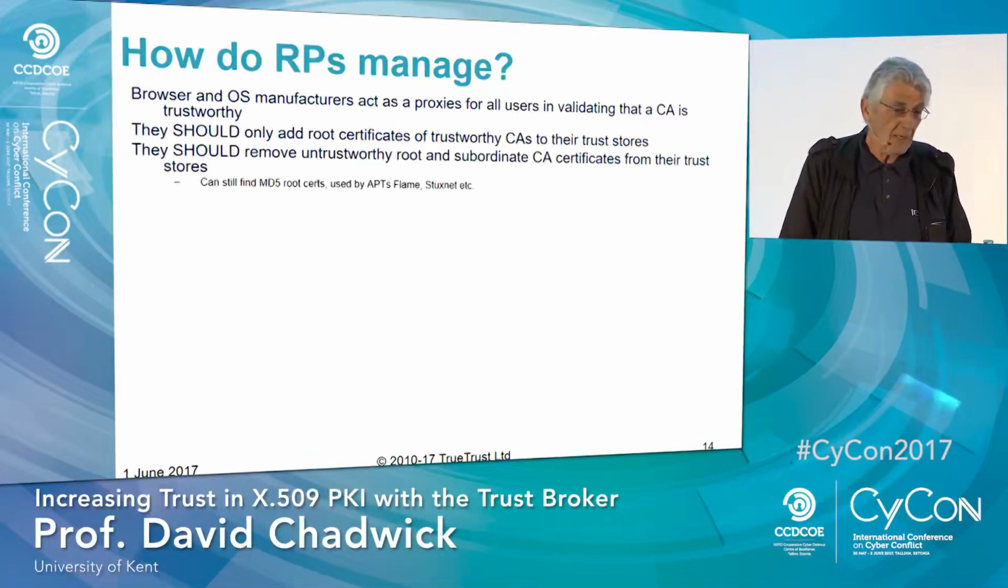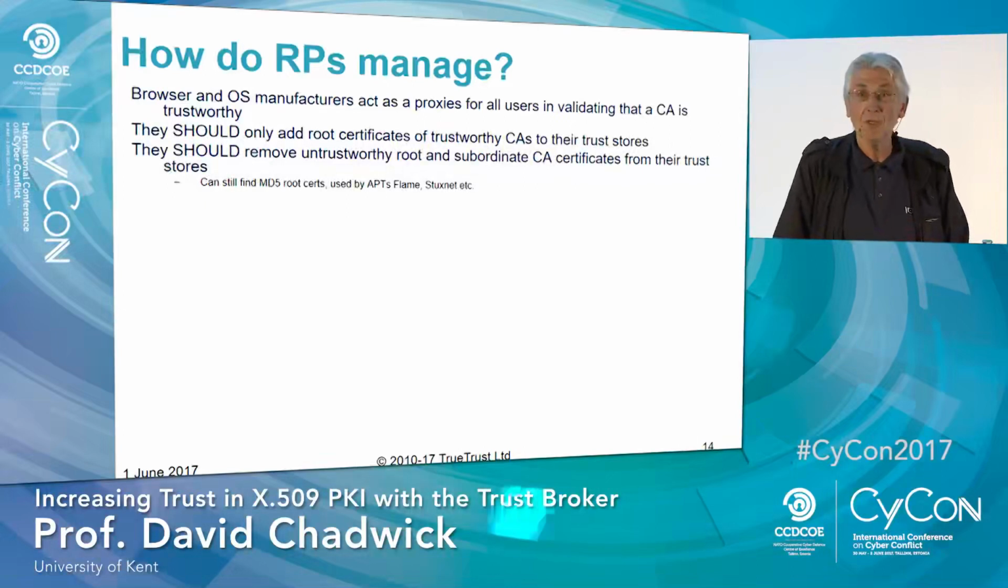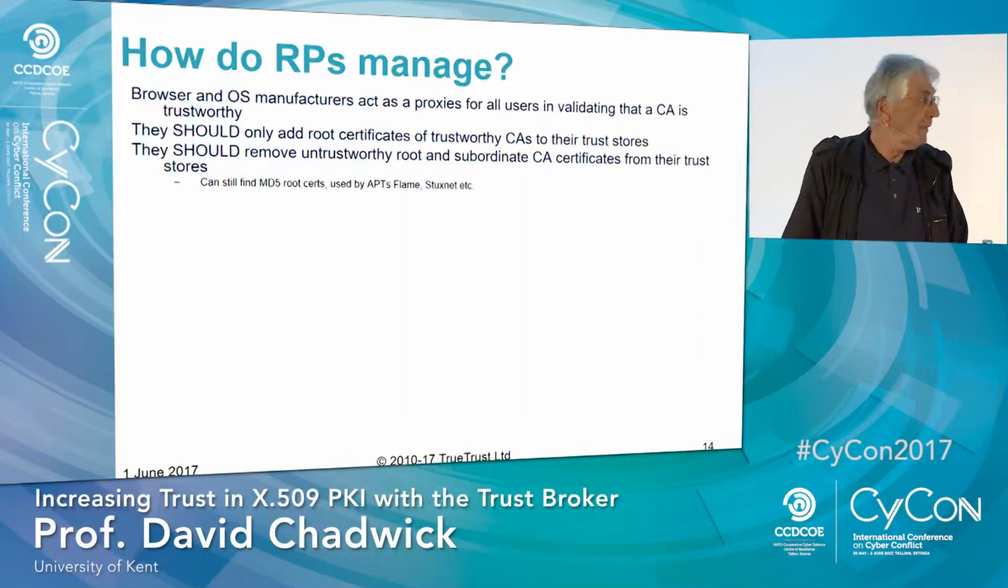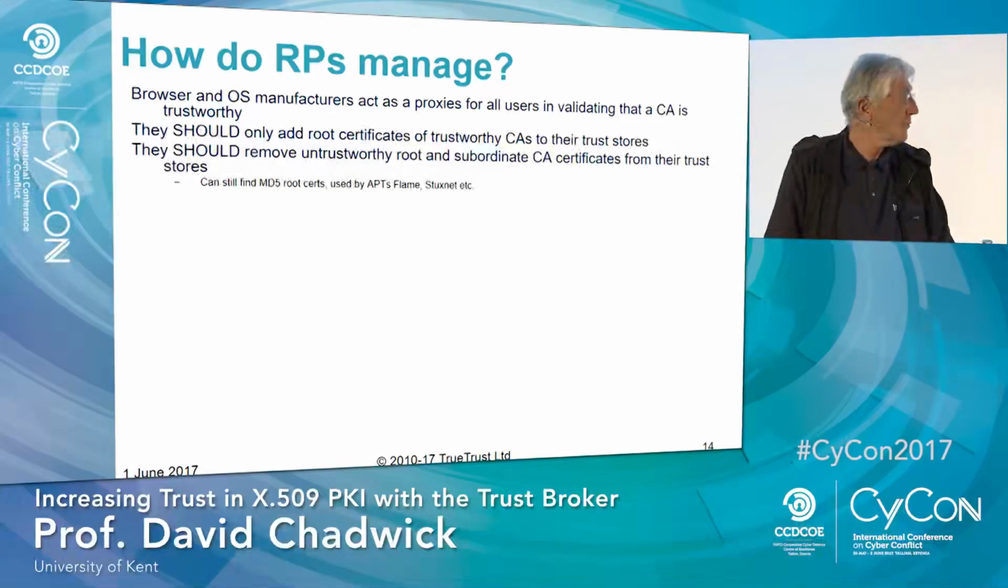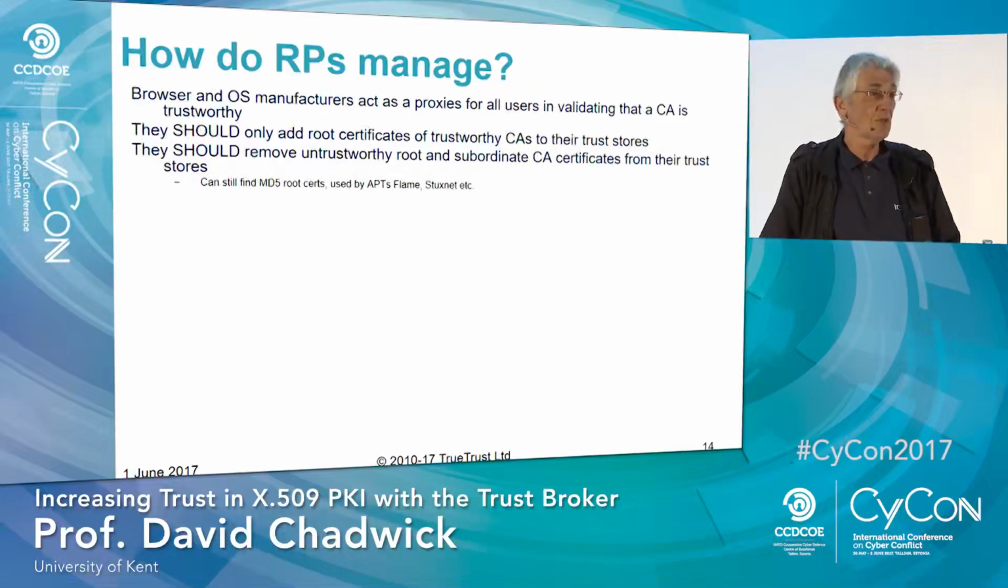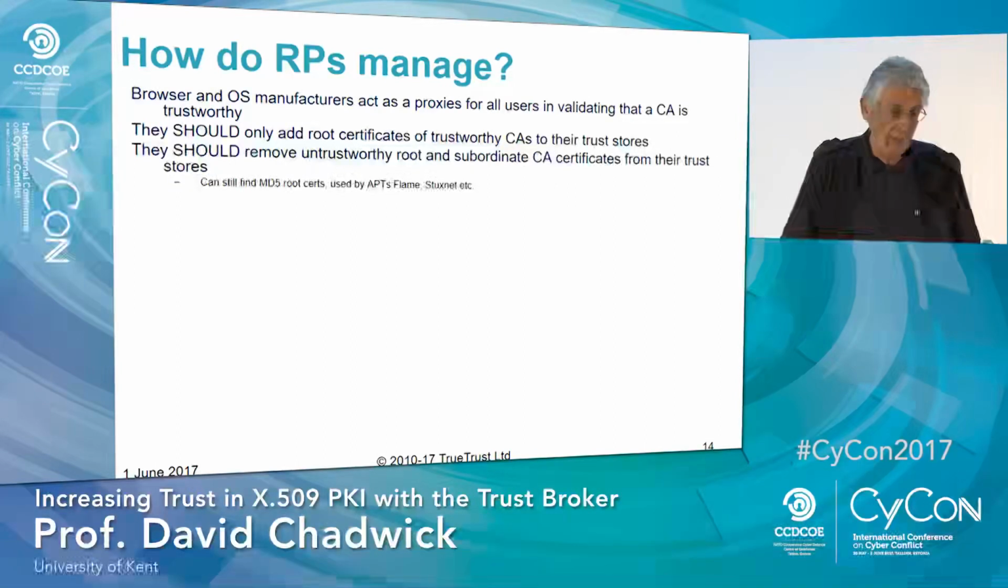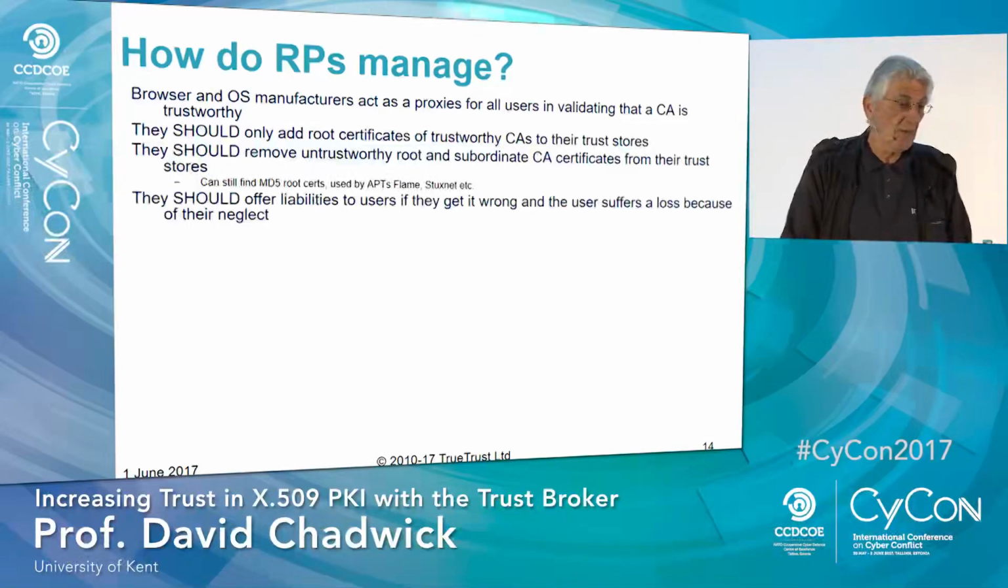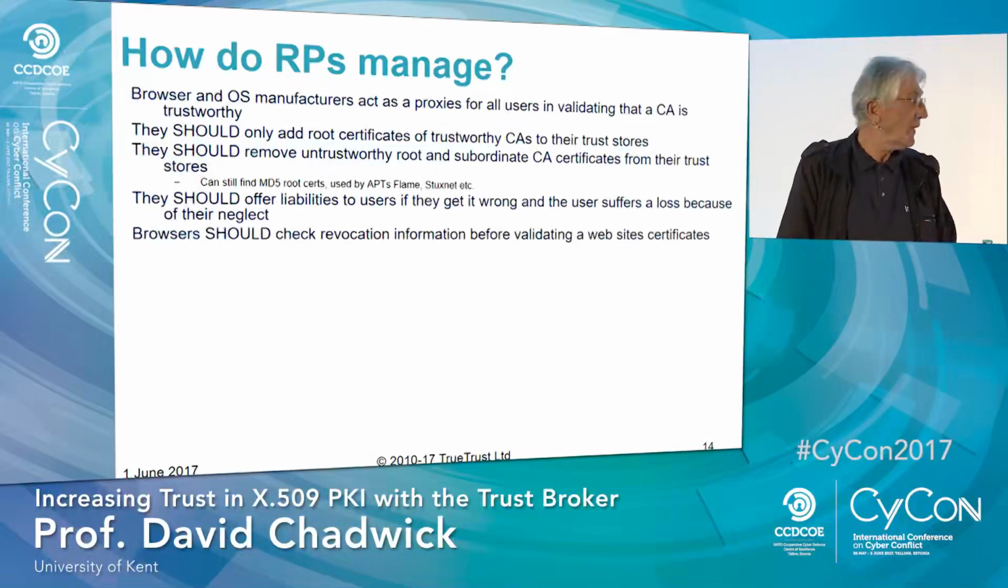But they don't. You can still find certificates in your browsers with the MD5 hashing algorithm in them. And as those of you know, MD5 is weak, and it was used by the advanced persistent threats in Stuxnet, etc. So we've got known vulnerabilities, and the browser manufacturers are still putting them there and still saying these are trustworthy, when we know they're not. They should offer liabilities if they get it wrong, but they don't. They should check revocation information for certificates that have been revoked.